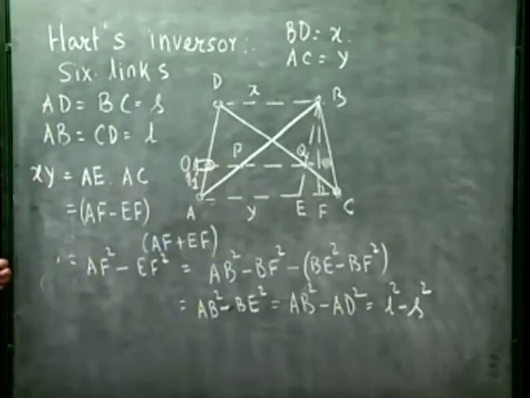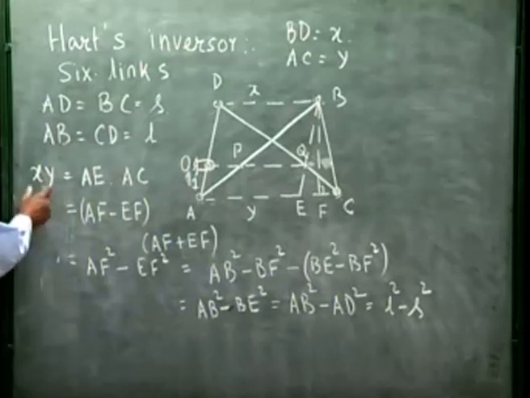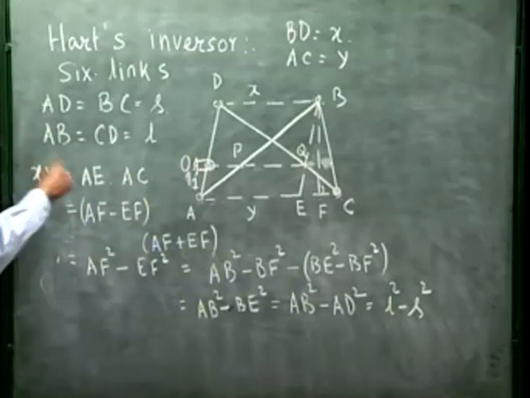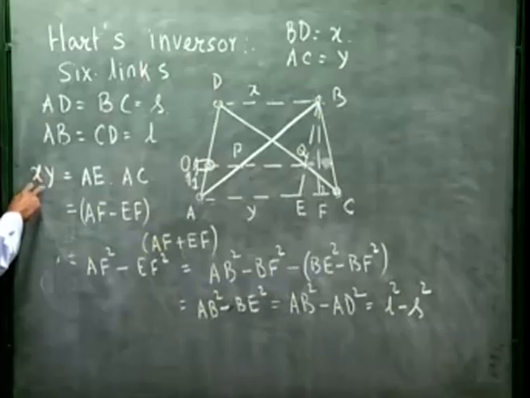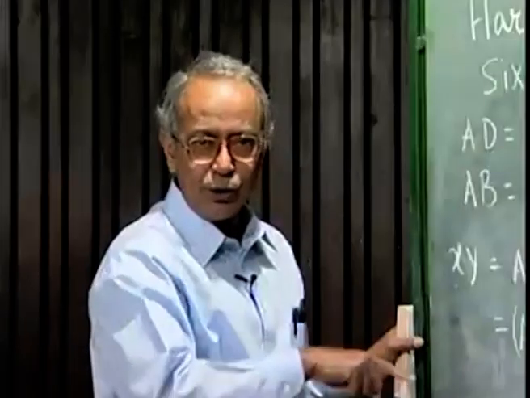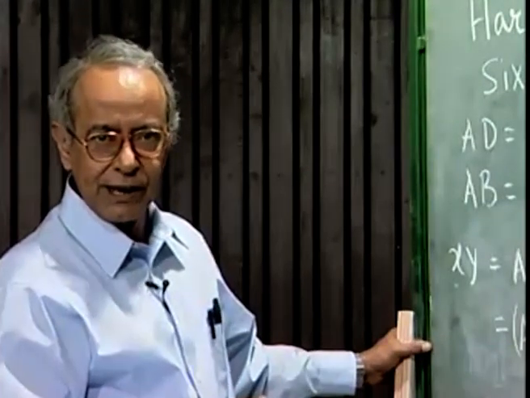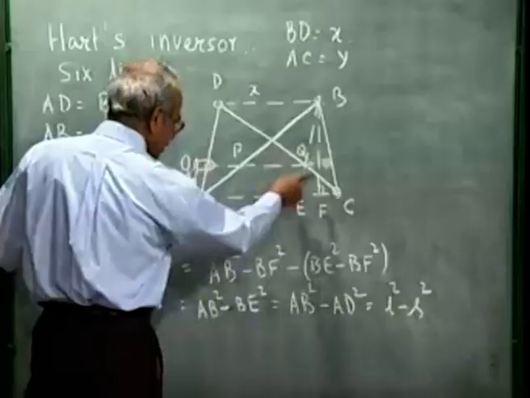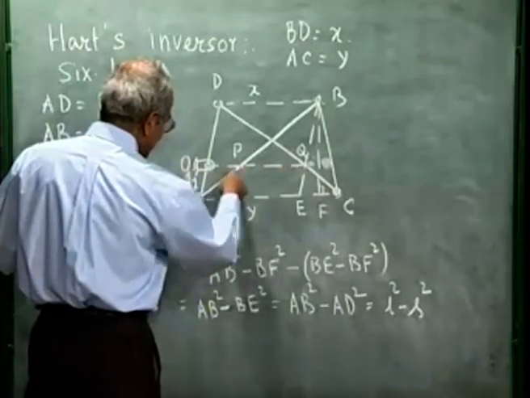So what we have done so far, we have first seen OP into OQ is XY into some constant in terms of the link lengths. So if XY remains constant, then OP into OQ will also remain constant. And however the points P and Q move, the line PQ passes through O.